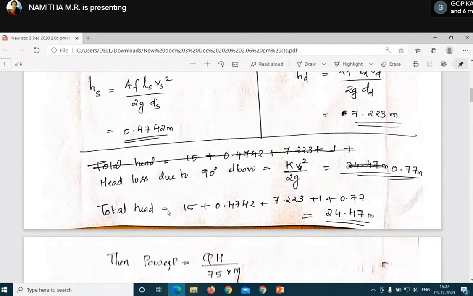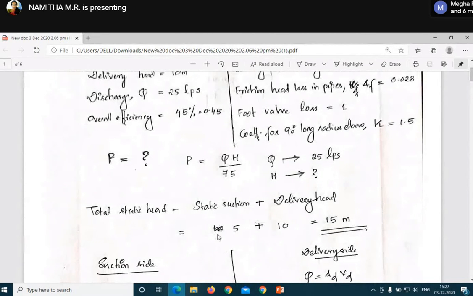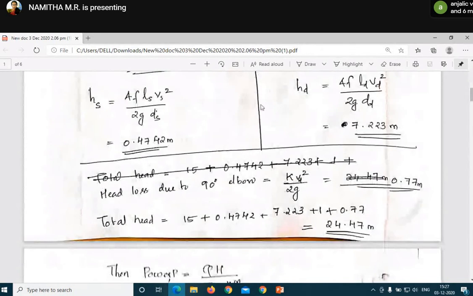So the total head is equal to all these losses plus suction head and delivery head. Suction head is 5, delivery head is 10, total 15. Now head loss due to friction at the suction side is 0.4742. Head loss due to friction at the delivery side is 7.223. Plus the loss due to the foot valve, directly given as 1, is taken directly. And finally, the loss due to the 90-degree elbow is 0.77. So our total head is calculated as 24.47.